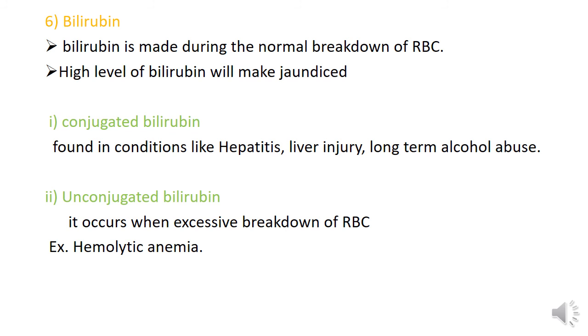There are two types of bilirubin. First is conjugated bilirubin, found in conditions like hepatitis, liver injury, and long-term alcohol abuse. Then second is unconjugated bilirubin. It occurs when there is excessive breakdown of RBCs, for example, hemolytic anemia.